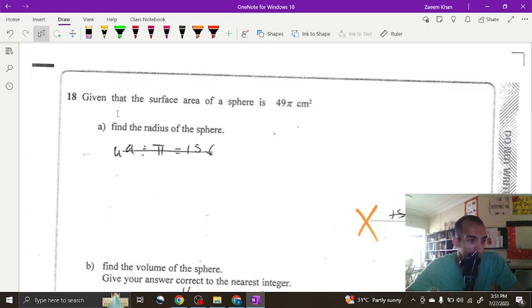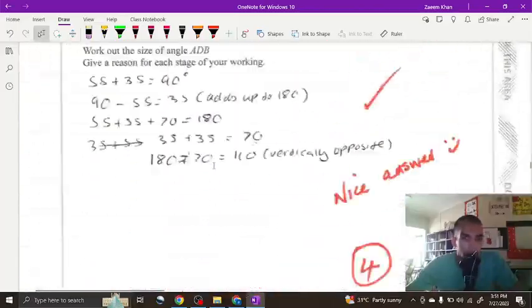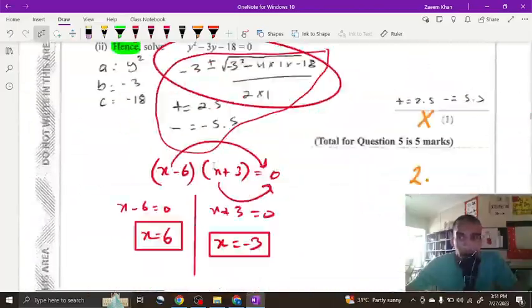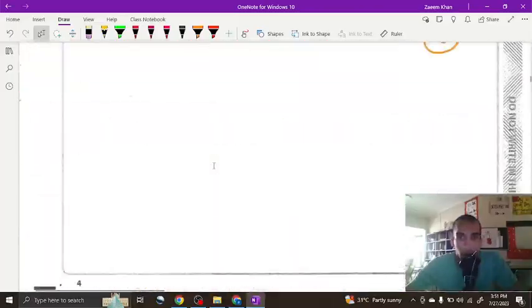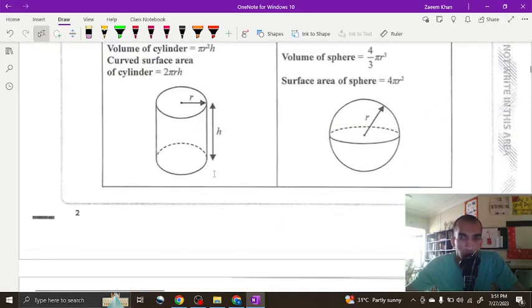Okay, surface area of a sphere. I would not bug you for that because your exam paper has the formulas at the top, before the first page. I'll just show you over here. Take a look. So what's the surface area of a sphere?